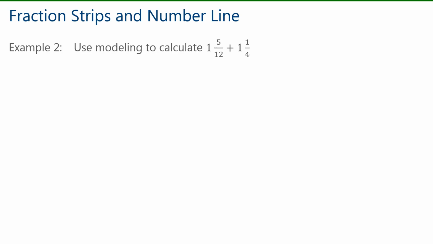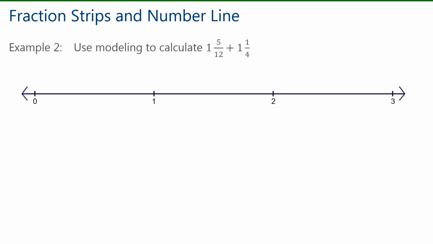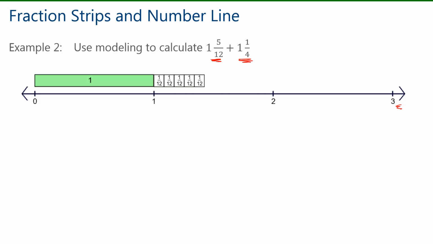So for our final example, we're going to calculate 1 5/12 plus 1 1/4 using our fraction strips and a number line. So I'm going to draw out a number line from 0 to 3 wholes. Hopefully that'll be enough. And we're going to put down fraction strips for 1 5/12. So 1 whole, 5 1/12 strips. And next to that, I'm going to place 1 whole and a quarter strip.